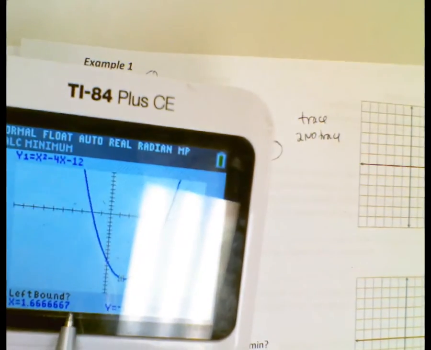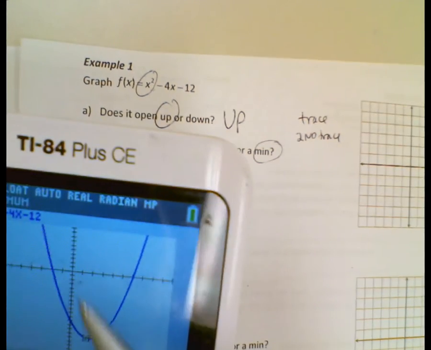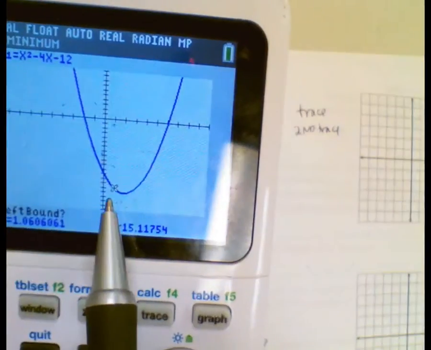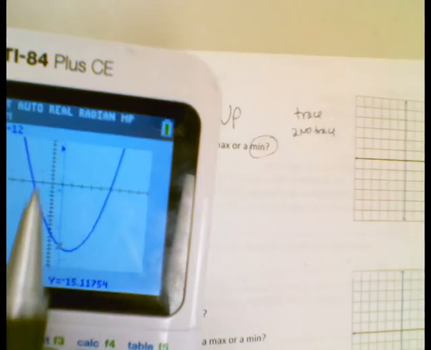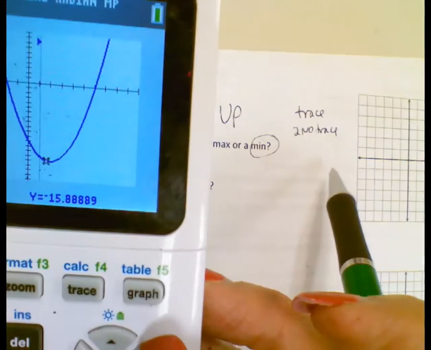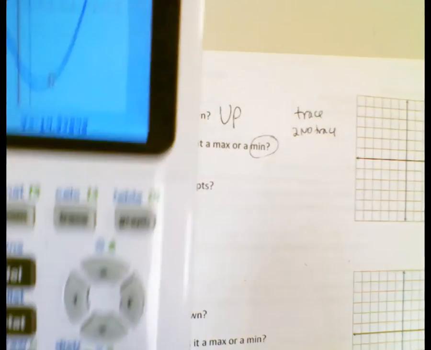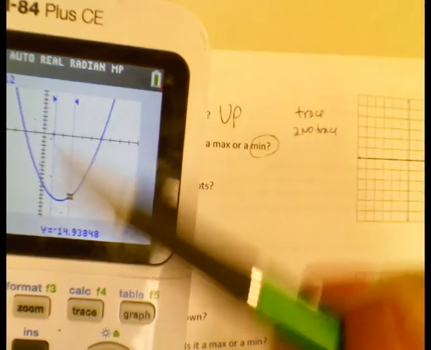Now it says left bound question mark. You can either type in a number, like 0 or 1, or you can move the spider with your left arrow, and it moves it to the left of the vertex. So that's my left bound guess. Then you press enter. Now see how it does a line down it? Now it says right bound guess. So you go with the right arrow and move the spider to the right side of the vertex, and then press enter. Now you get another vertical line. So this vertex should be between these two lines.